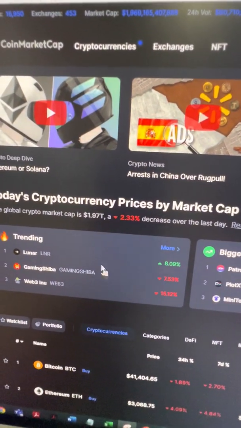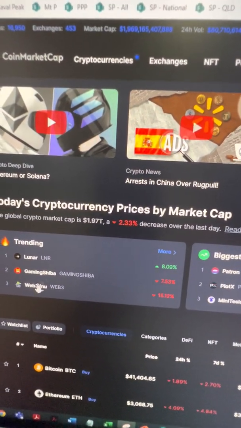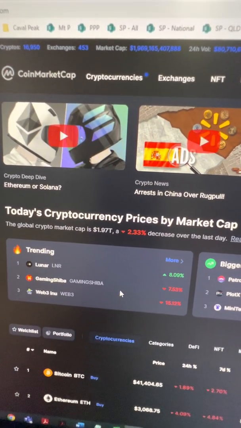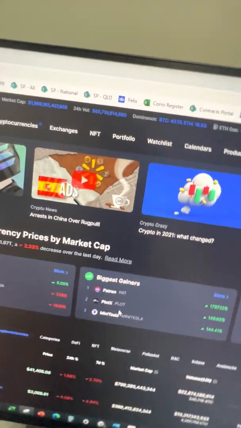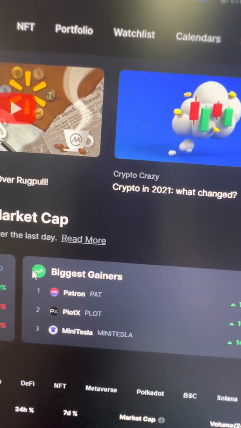So I'm just going to quickly go over here. So this section here is called trending. This is just the coins that are trending at the moment. So maybe through social media, people are talking about these coins. They're going up or down. And now across here is the biggest gainers.